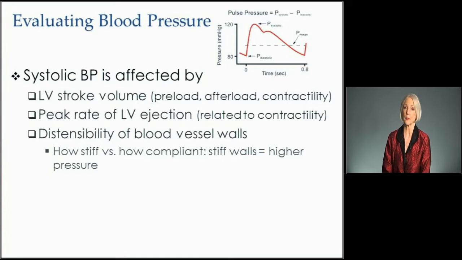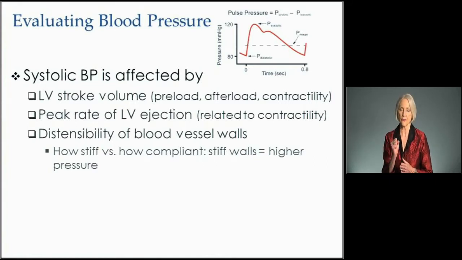And that's going to be determined by preload, afterload, and contractility, which we just spent a whole hour on previous to this. The other thing that determines systolic blood pressure is how quickly that blood gets ejected into the peripheral system, and that is related to contractility. How strongly can the ventricle eject that volume of blood? And then the third thing is the distensibility of the blood vessel walls into which the blood is being ejected. In other words, how stiff are they versus how compliant are they?